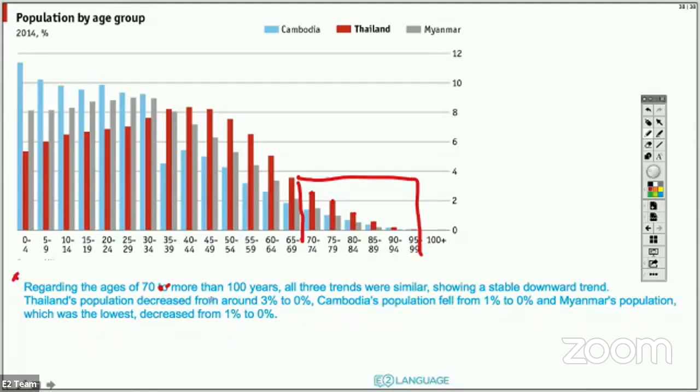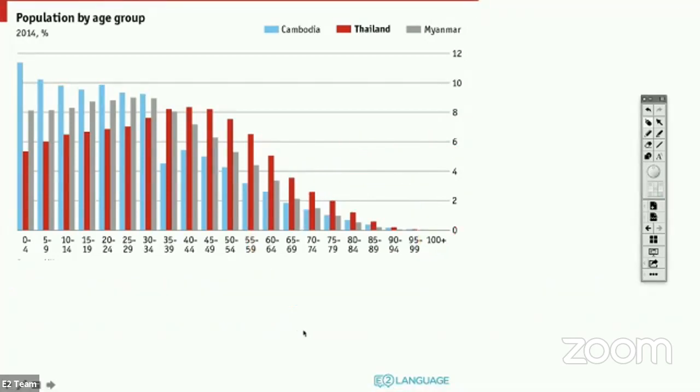Thailand's population decreased from around 3% to 100%. Good, fine. Cambodia's population fell from 1% to 0%, fine. And Myanmar's population, which was the lowest, decreased from 1% to 0%. Cool, so I've just described this category here. Fine, now I have to get rid of all that text. Let me read yours, and then I think I'm going to have to go and get some dinner.